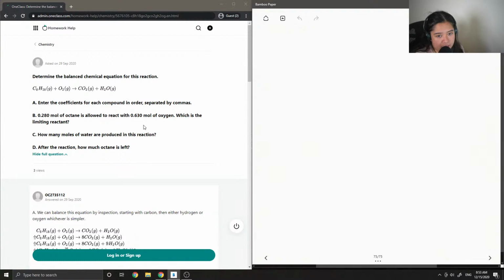Okay, so let's start off trying to balance. We have octane gas plus oxygen gas makes carbon dioxide plus water.